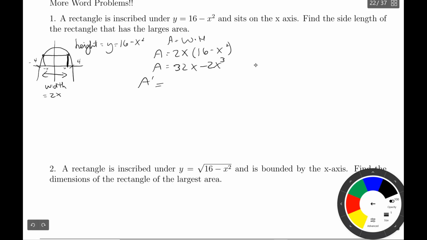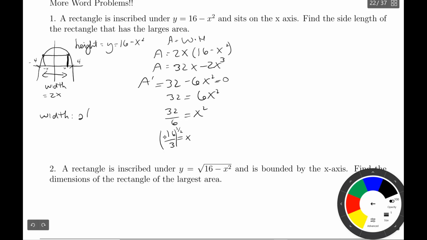Take the derivative of this to find the critical numbers. 32 minus 6x squared. Set this equal to 0, so 32 equals 6x squared. 32 divided by 6 is x squared. So that gives me the square root of 16/3 as the x value. So the width will be 2 times the square root of 16 over 3. I guess I can make that 2 times 4 over root 3.